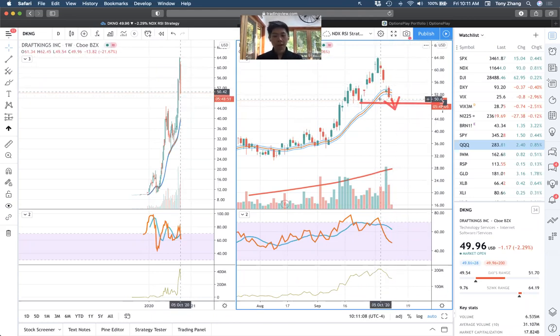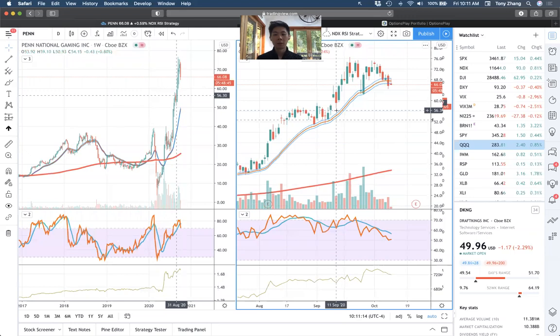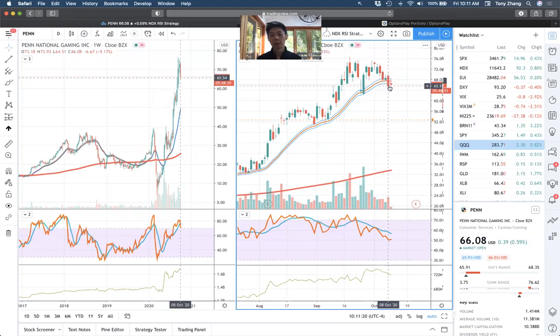Another one that I was looking at here is Penn Gaming. This one's a little stronger as well, didn't decline as much, and I'm looking for that bounce as well, but it's also breaking below that 20-day moving average. So certainly these gaming stocks are starting to look quite weak here.